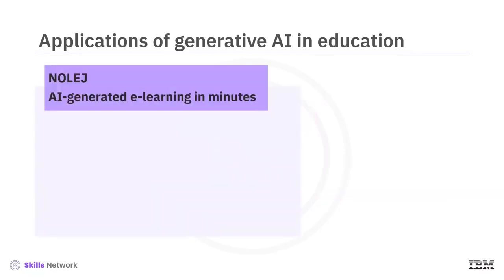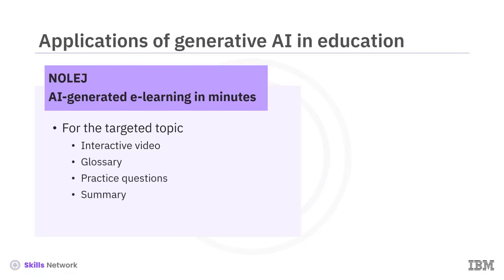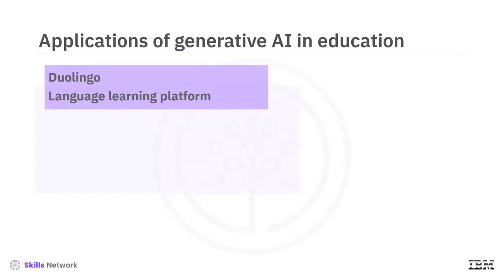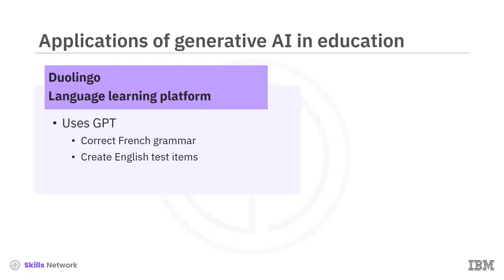Knolli, for example, offers AI-generated e-learning within minutes, including interactive videos, glossary, practice questions, and summary for the targeted topic. Duolingo is a language learning platform that uses GPT-3 to correct French grammar and create test items for English.